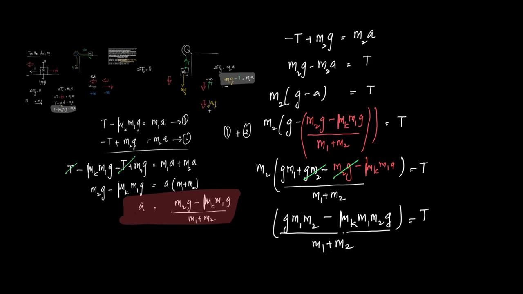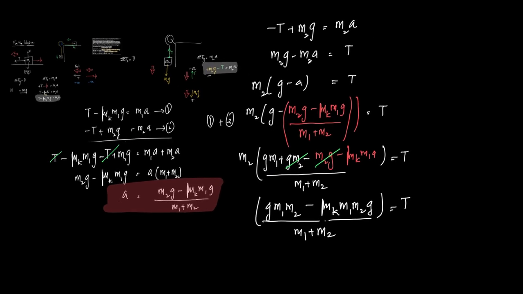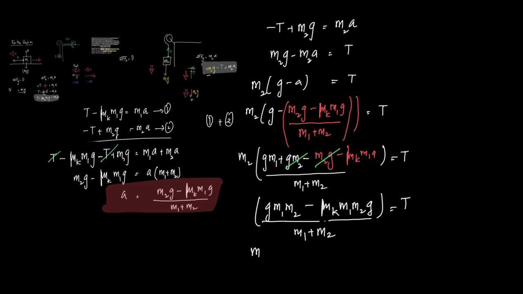Maybe you can take m1 m2 into g common here. So we write m1 m2 into g is common as 1 minus, right? Which will give us 1 minus what is left? Oh wait, there is a minor mistake here, right? Because we are multiplying this minus inside, so this should become positive. So this is positive, 1 plus mu k, the whole upon m1 plus m2 is equal to T. So this will be our final answer.